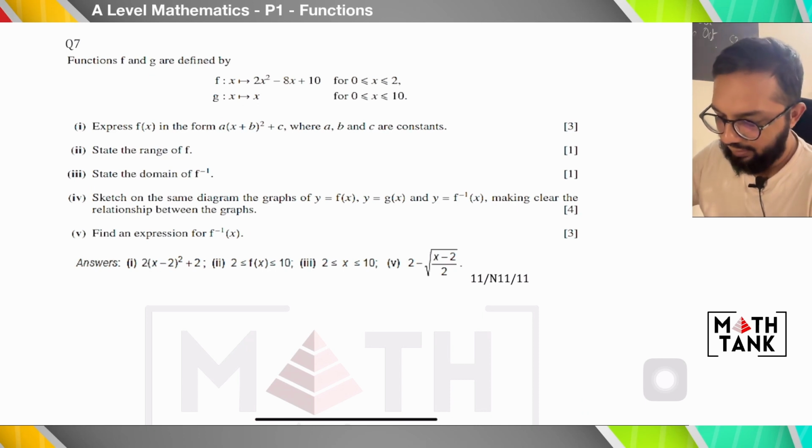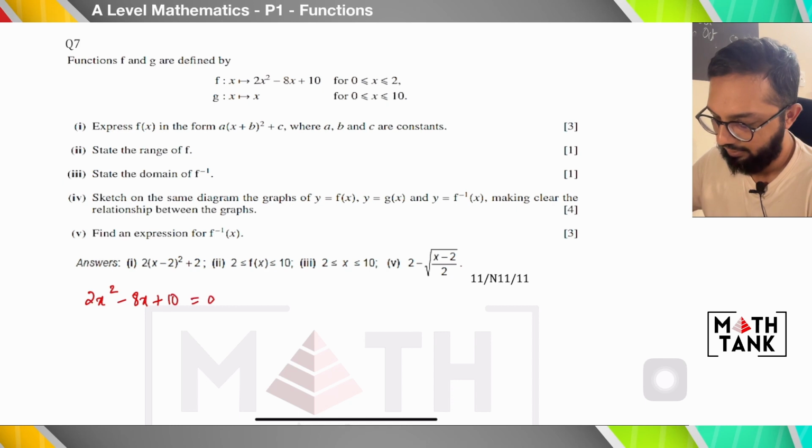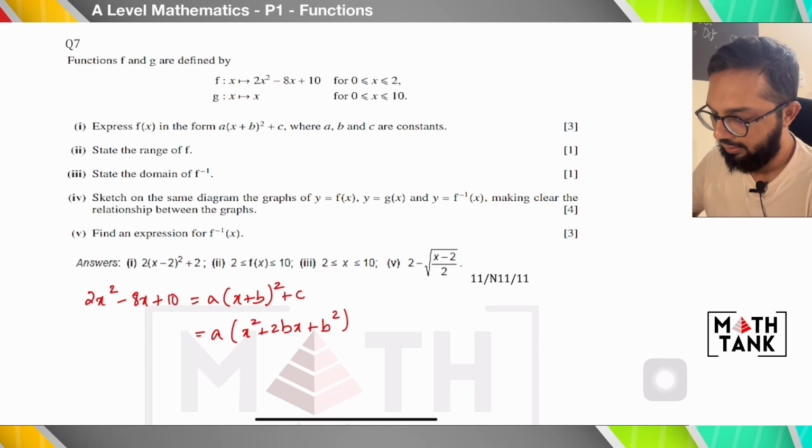Question 7 says the functions f and g are defined by f of x equals this. Express f of x in the form a(x plus b) whole squared plus c. So 2x squared minus 8x plus 10 equals a(x plus b) whole squared plus c. So a x squared plus 2bx plus b squared plus c. So ax squared plus 2abx plus ab squared plus c.